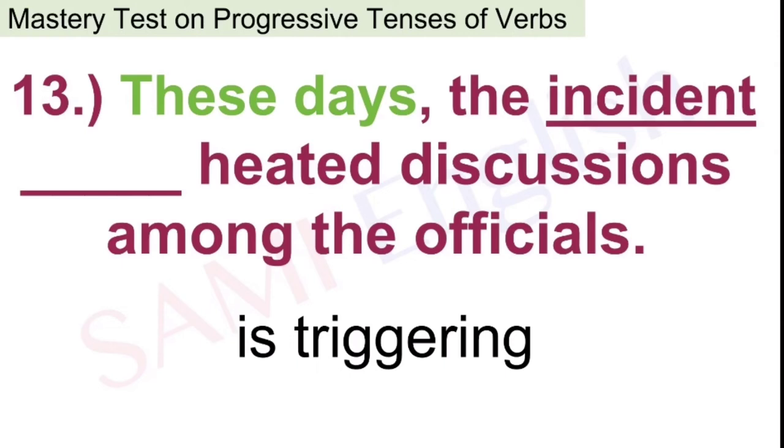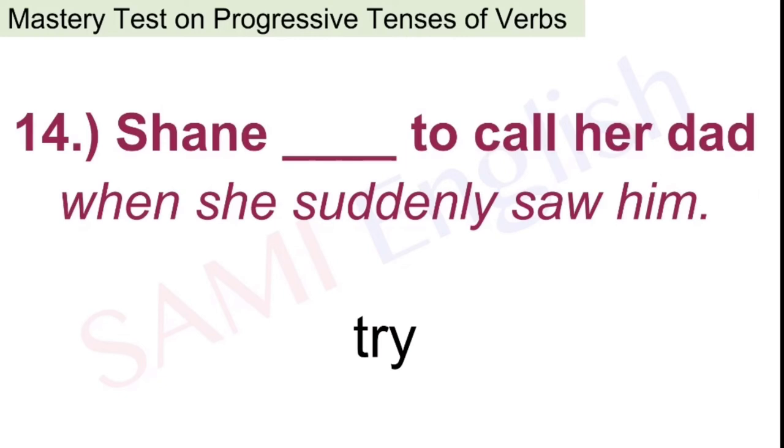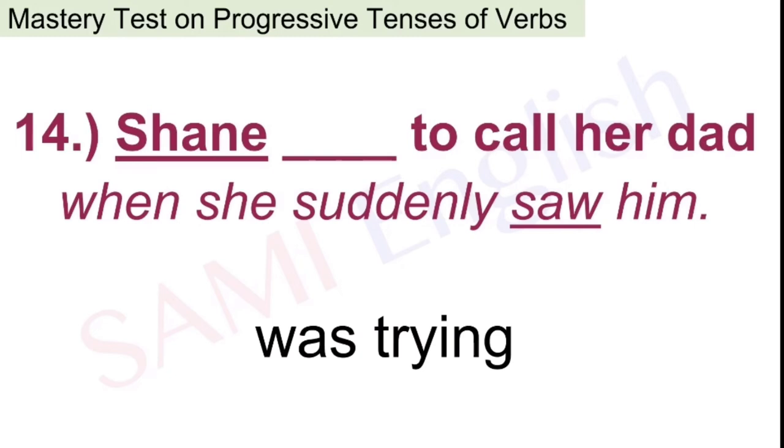Number 14. Shane blanked to call her dad when she suddenly saw him. There is another clause here. When she suddenly saw him. We only use this when, for example, the ongoing action has another action overlapping or interrupting it, okay? The verb used in this clause is saw. It's in simple past tense of the verb. And we all know that simple past tense is the partner of the past progressive tense of the verb. So, we should use was or were trying. Shane is singular, so we should use was, okay? Shane was trying to call her dad when she suddenly saw him.